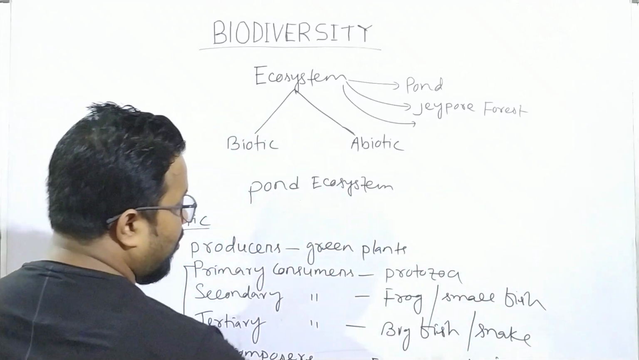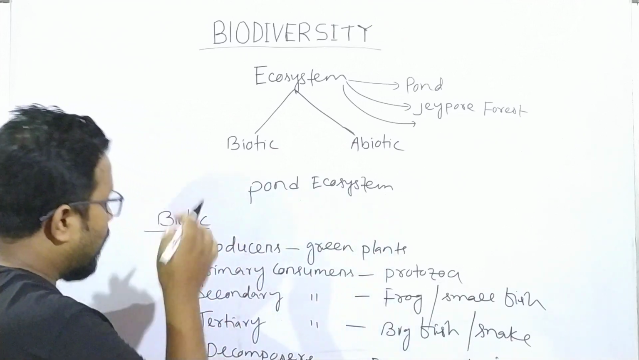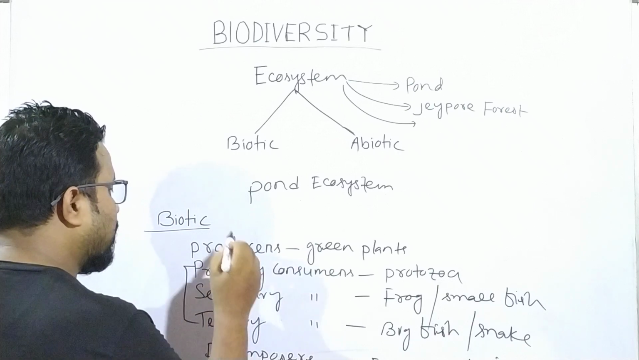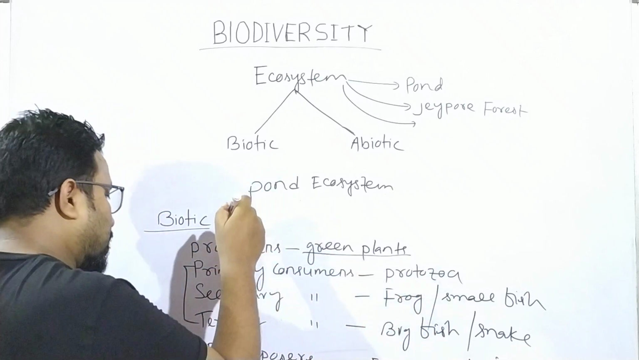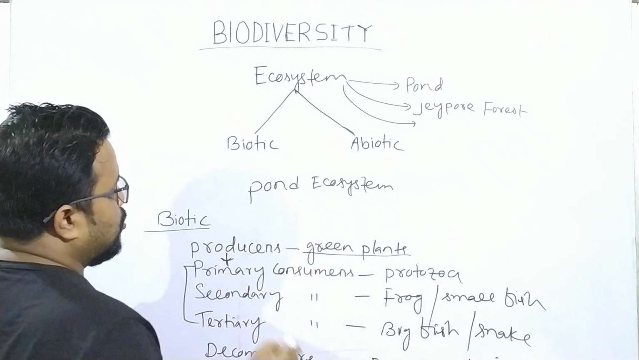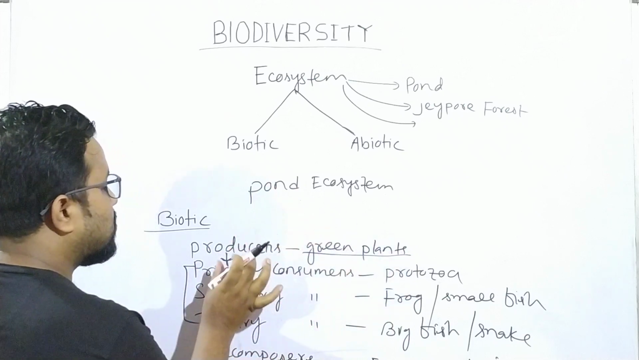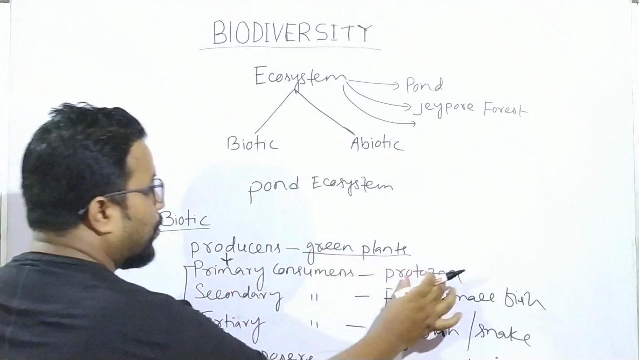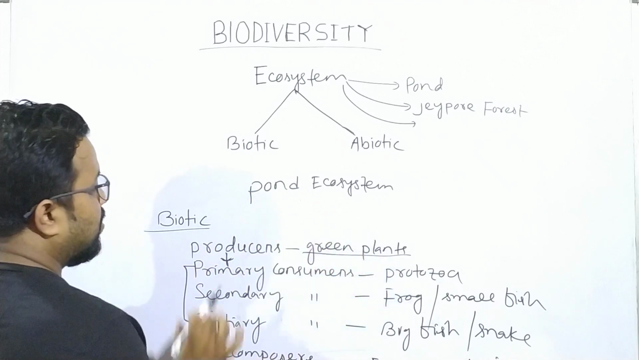Okay, decomposers are fungi, bacteria, etc. Now, what is happening here? Producers, which are in the form of green plants, are being consumed. Primary consumers are taking or eating green plants. In simple terms, primary consumers are eating what? Green plants. For example, protozoa is eating what? Green plants, because green plants are producers.